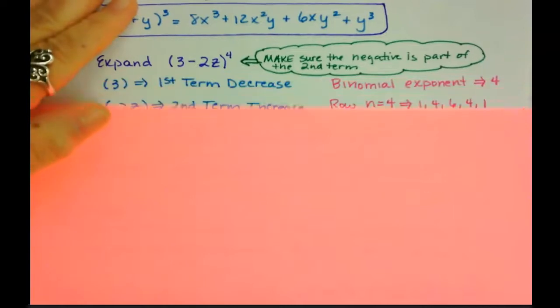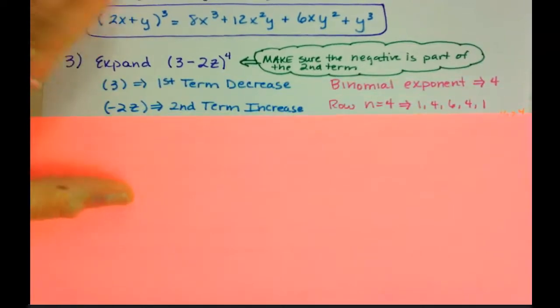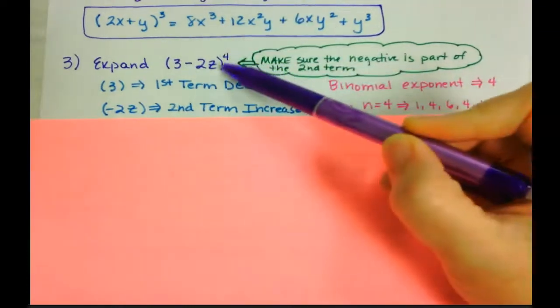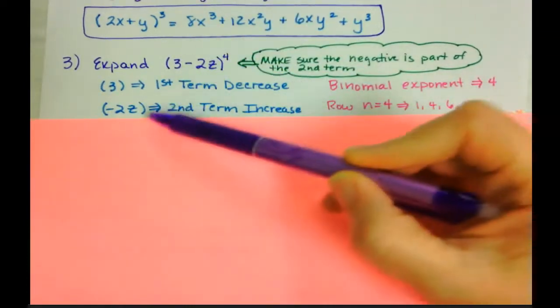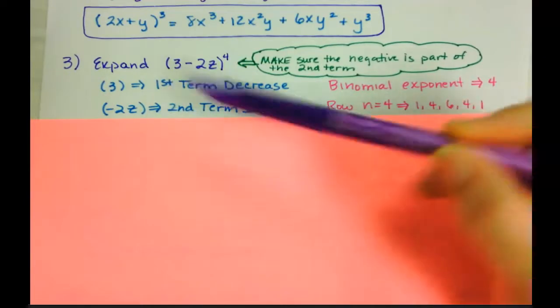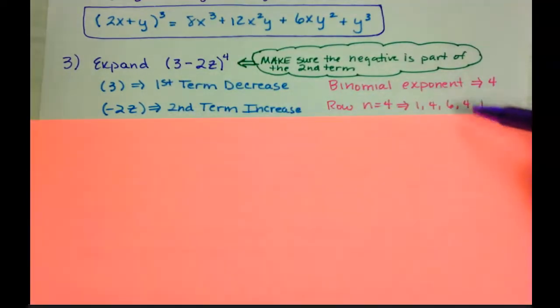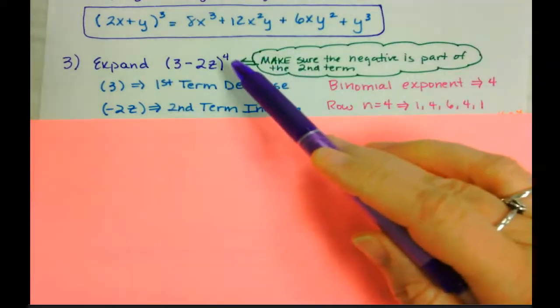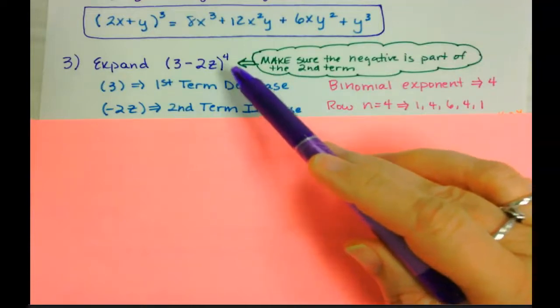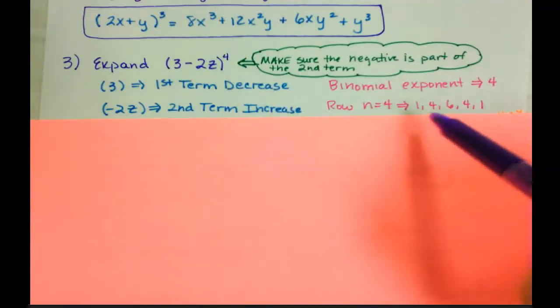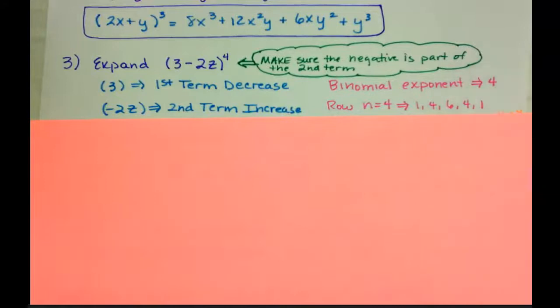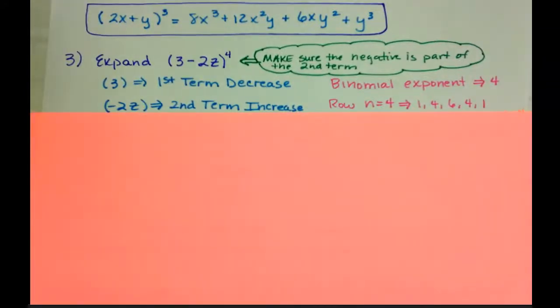So again, I'm going to list everything out I'm doing here. So I have 3 for my first term, which is here. Then I have this whole thing stuck together, so negative 2z, that's going to be my second term. The binomial exponent is 4 right there, and then it's going to be the 4th row, which is 1, 4, 6, 4, 1. It makes it a little easier to do the expansion.